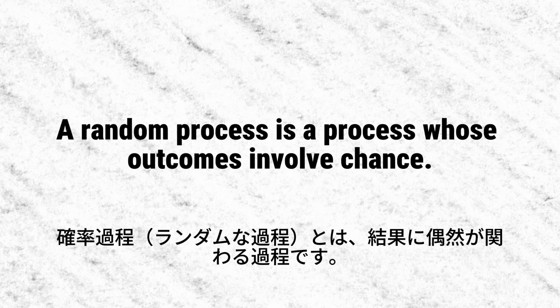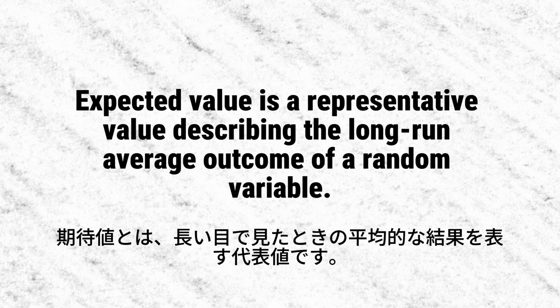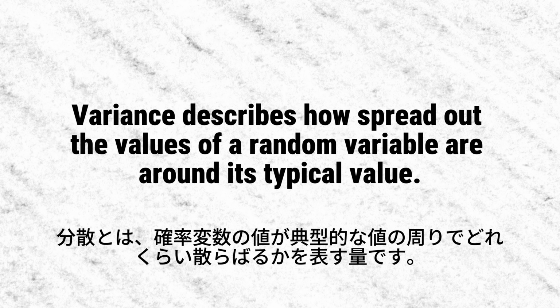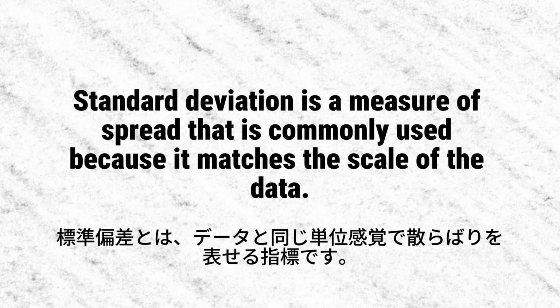A random process is a process whose outcomes involve chance. Expected value is a representative value describing the long-run average outcome of a random variable. Variance describes how spread out the values of a random variable are around its typical value. Standard deviation is a measure of spread that is commonly used because it matches the scale of the data.